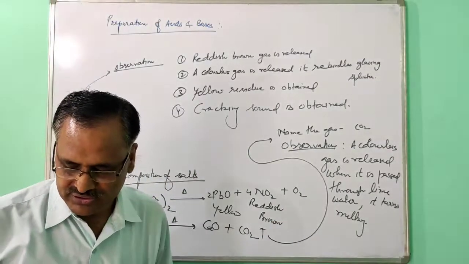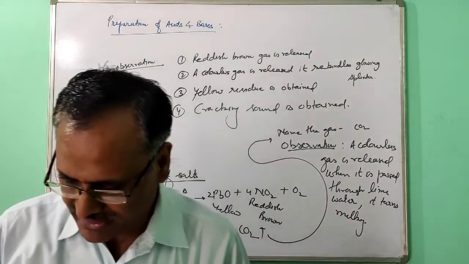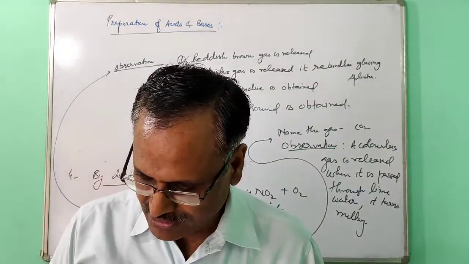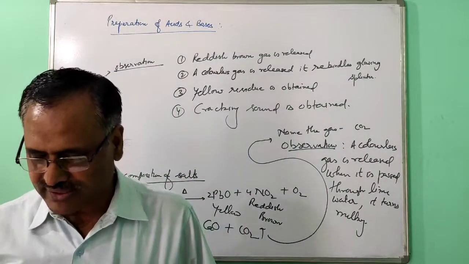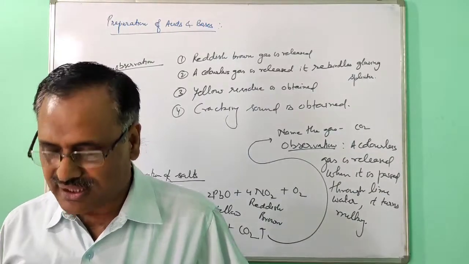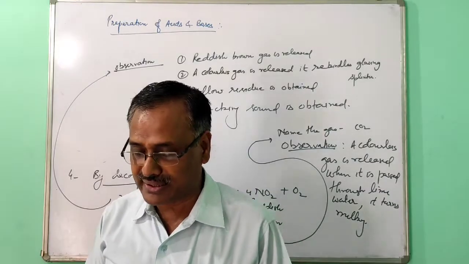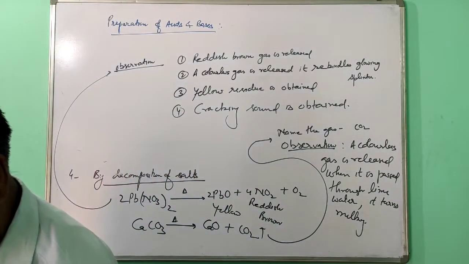So we have seen the preparation of acids and bases, page number 43. Just mark in your book that on both sides, the third and fourth methods are very important, and from this part you are getting the questions.